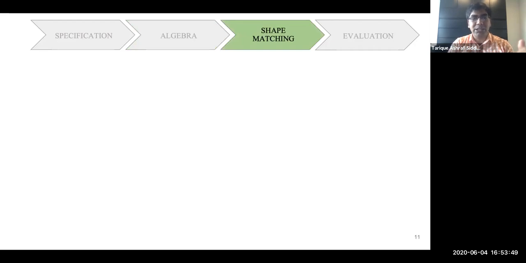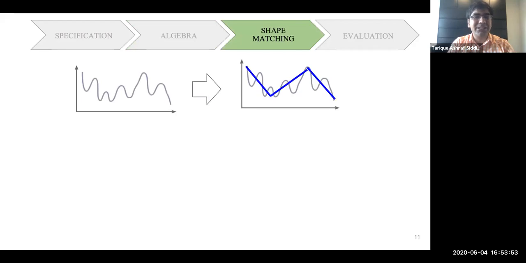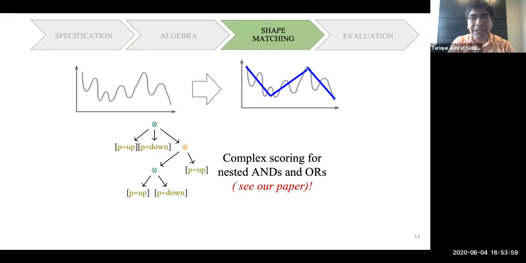For matching, ShapeSearch approximates trend lines with line segments, as line segments are effective at capturing trends and are very efficient to compute. The shape matching gets fairly complicated if we have many different nested and or operators in the query. However, in this talk, I will focus on the simplest case of a single sequence of patterns and show how we address it. For complex shape matching, please see our paper.